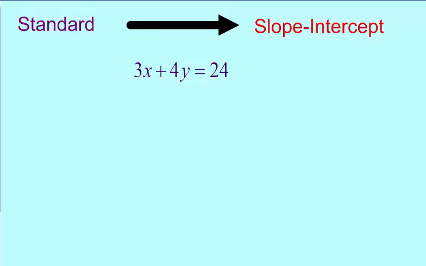Here we have the equation 3x plus 4y equals 24 in standard form. So our first step is we're going to subtract over that 3x. So when we do that, the 3x disappears on this side, and we're left with 4y is equal to negative 3x plus 24. I put the negative 3x in front of the 24 because when we get to slope-intercept form, we want the mx plus b.